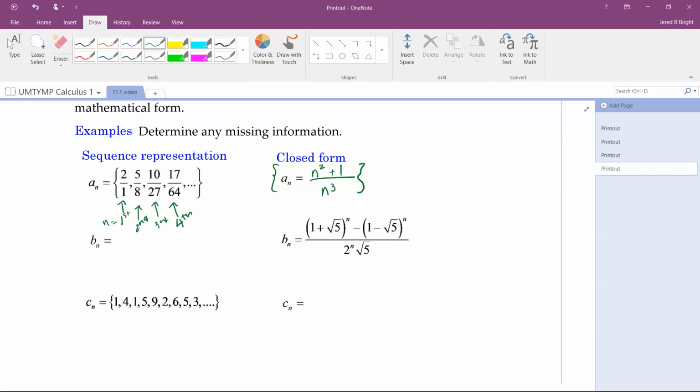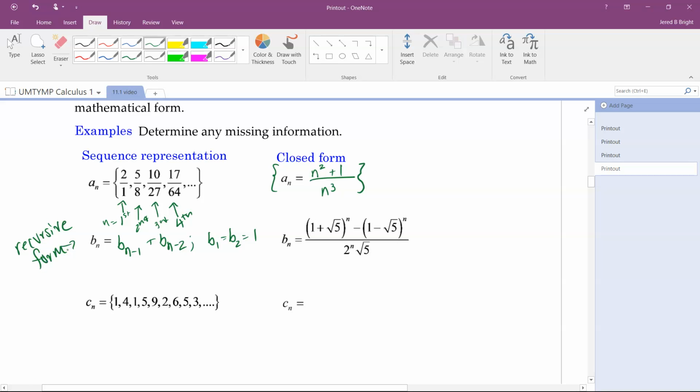Okay, b_n, now this one's a little bit interesting. You might not immediately recognize it, but this ends up being the Fibonacci sequence, b_n = b_(n-1) + b_(n-2). So to get the nth term, you sum the two previous terms in the sequence, and with this you also have to give the fact that you start the first two terms at 1. This is not necessarily a closed form. We would call it a recursive form, so we could see these pop up as well in our sequence representations.